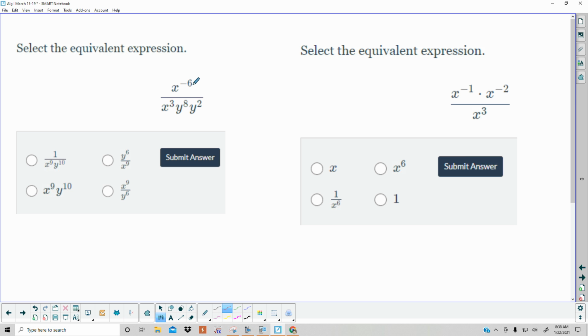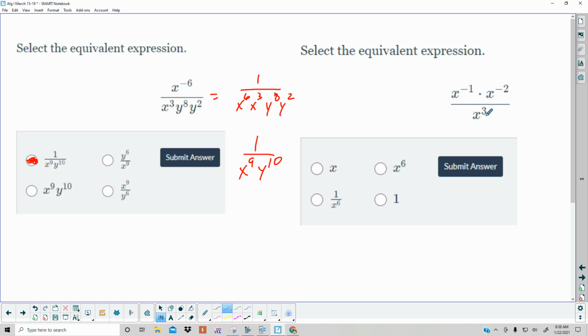This has a negative exponent, take it downstairs. All of these have positive exponents, so they stay put. And when you move it down, you have to keep a placeholder upstairs to indicate all this stuff is down. So you put it over 1. Now x cubed y to the eighth y squared. Now simplify it. 1 over x to the ninth y to the 10th. There it is right there.